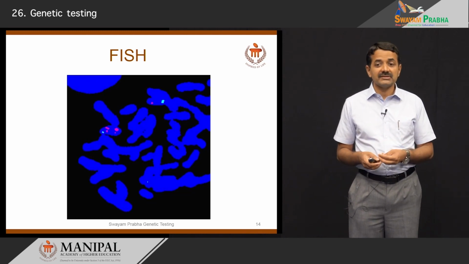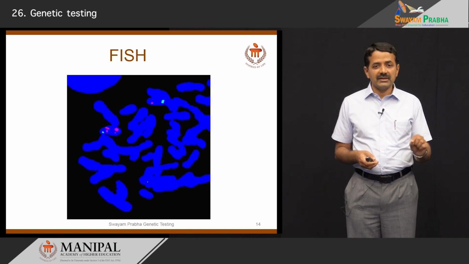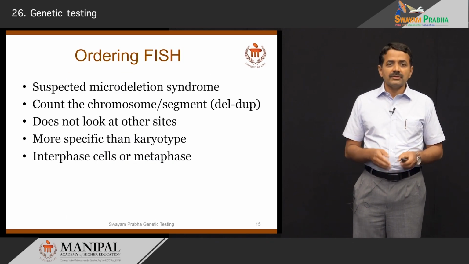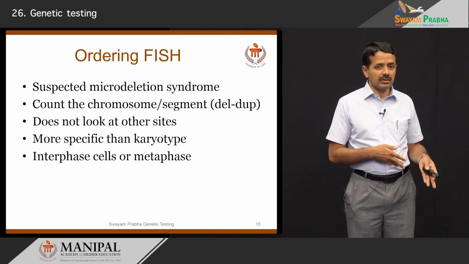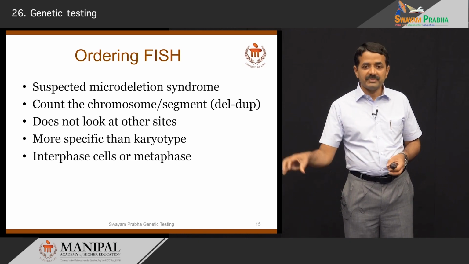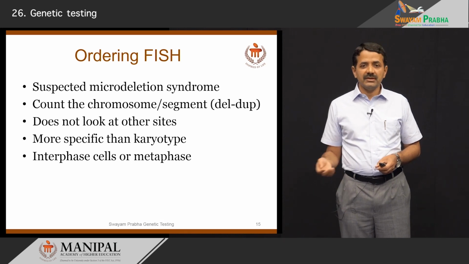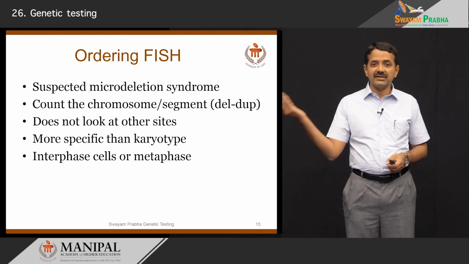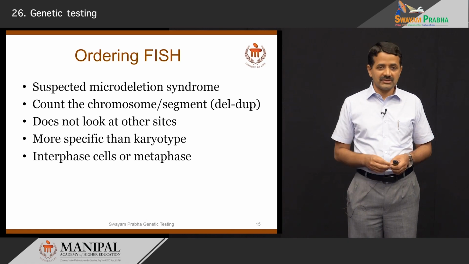and even now it is used in several laboratories to detect small segmental deletions and duplications and to count the chromosomes. Whenever we suspect a microdeletion syndrome like Williams syndrome or Prader-Willi syndrome, you can order a probe for a specific target and order a FISH, or you can count the chromosome or segment, as I said, for aneuploidy. But remember, it does not look at other sites. It is not a screening for all the chromosomes; it is usually for particular targeted mutation analysis.